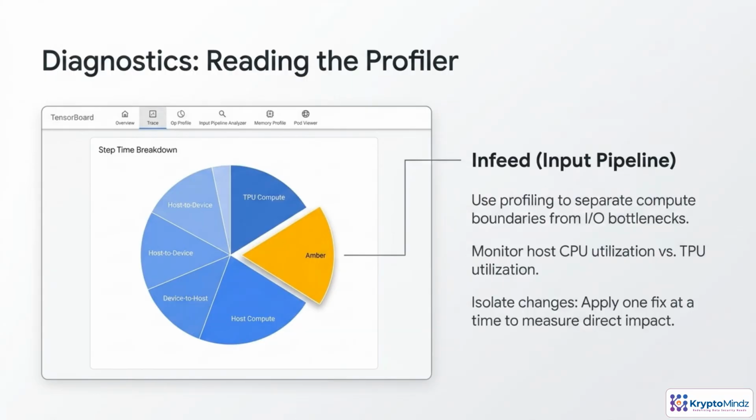Reading a TPU profiler starts with one question. Are we compute-bound or input-bound? If step time is dominated by TPU compute, the model itself is the limiter and you'll focus on kernels, XLA, and math optimizations. If large chunks are host to device or infeed, the TPU is waiting for data. In that case, tune the input pipeline. Better pre-processing, caching, or larger batches. Always change one thing at a time and compare traces so you can clearly see which tweak actually helped.